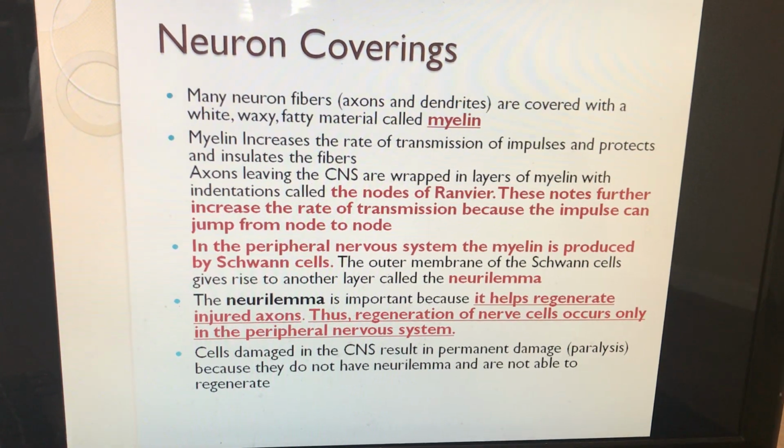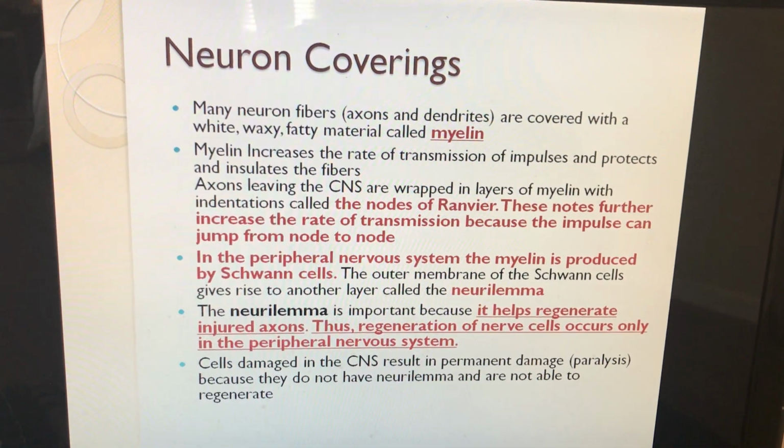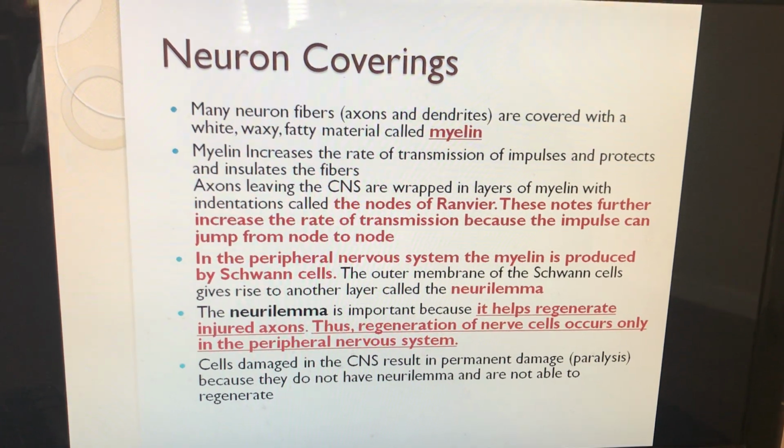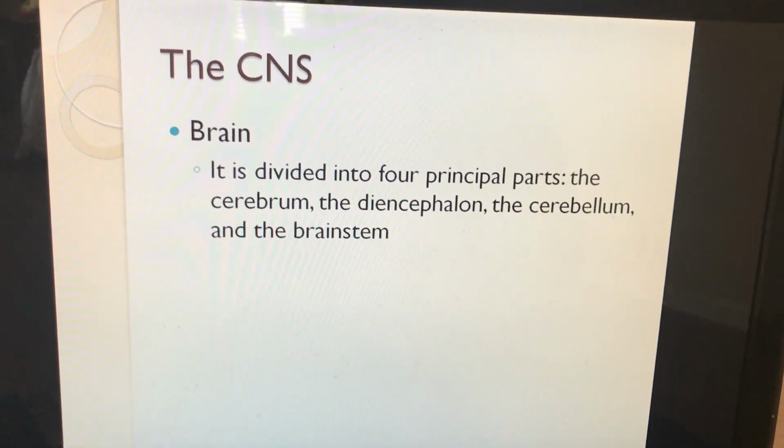So again, the neurolema helps to regenerate axons. They're found in the peripheral nervous system. So this is where regeneration occurs. It cannot occur in the CNS.